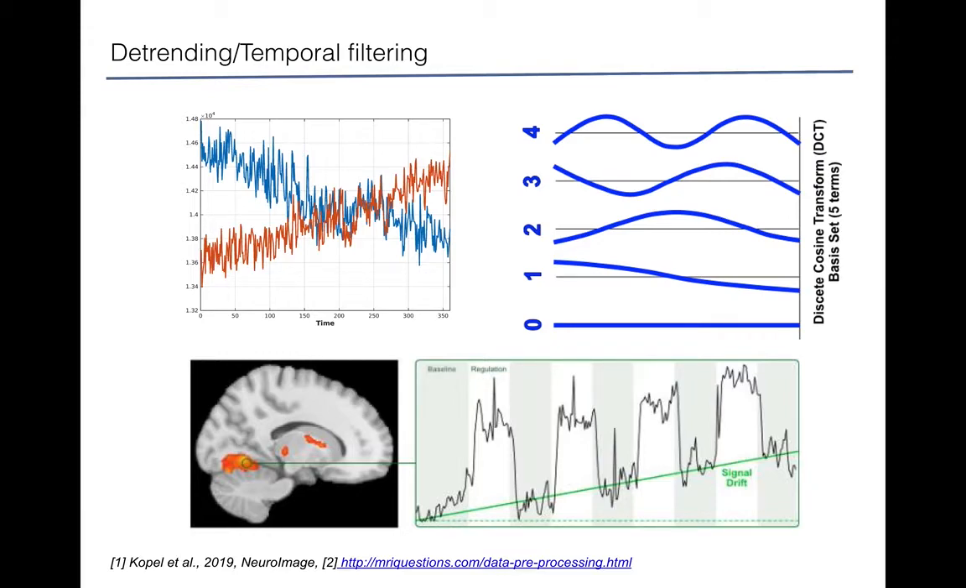The electronics, the wires, they heat up, and it's actually believed that they are causing these low frequency drifts in the time series. In order to remove them, if you're using a model-based approach, you can model these low frequency artifacts using some low-order polynomials, or you can use the DCT basis sets. But again, you can model this in your data.